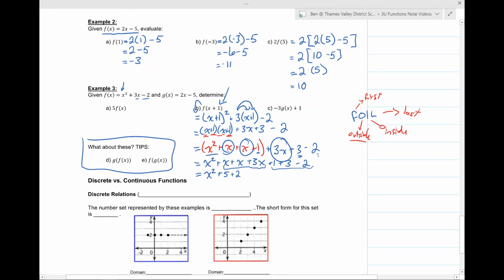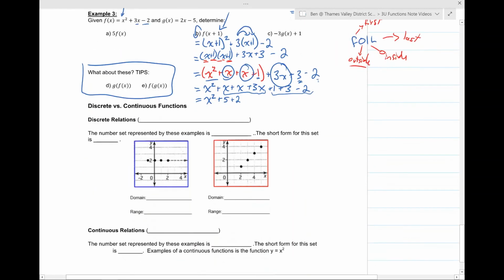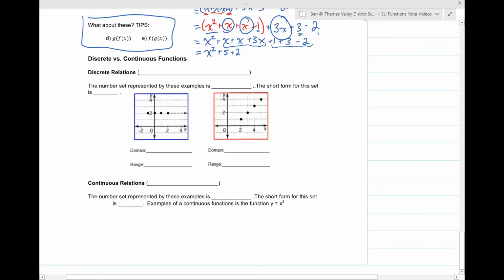Now I'm going to leave these two for you here. They're challenge questions. I'd like you to try them out, see how it goes. And otherwise, let's finish this off here. I told you we would tell the difference. I would explain the difference between a discrete relation and a continuous relation. A discrete relation, well, that's shown by points or a dashed line.